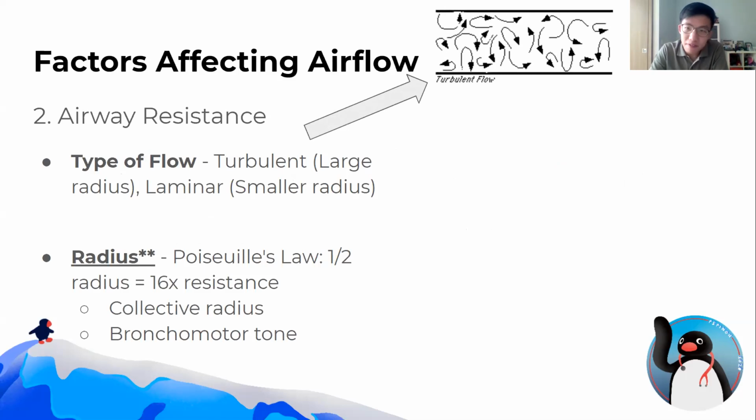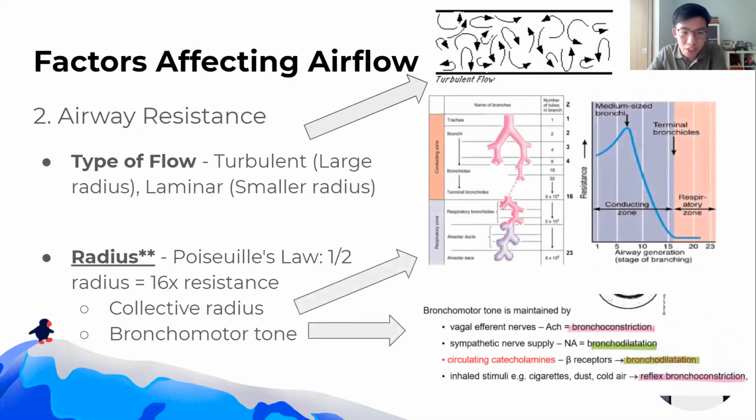As for laminar flow, the particles can only go through in one direction, right, through a small hole. Because of that, the flow through smaller airways is actually better and there's less resistance. So that is one factor we have to consider. However, the majority of this airway resistance factor is influenced by radius. And the reason for that is because of this interesting guy's law.